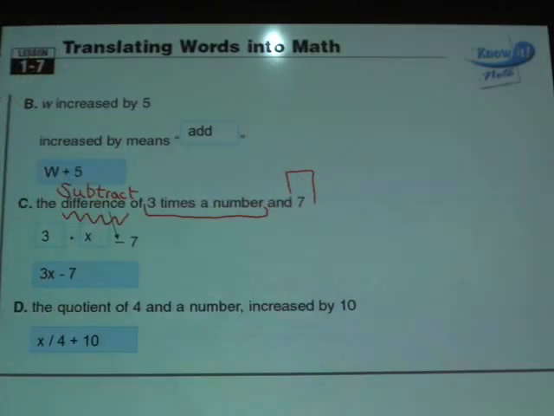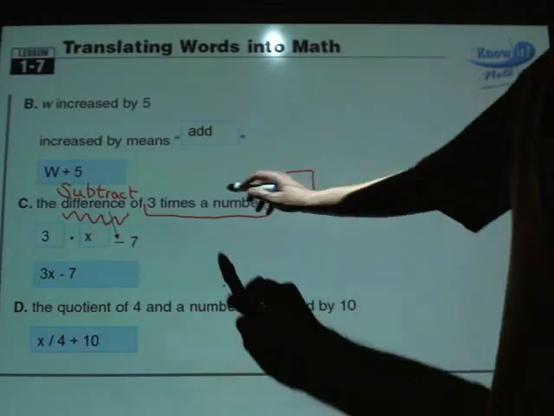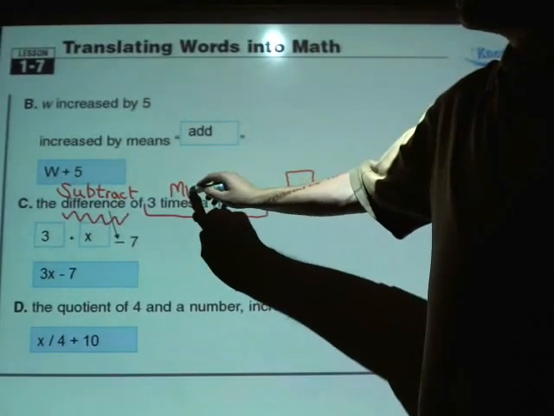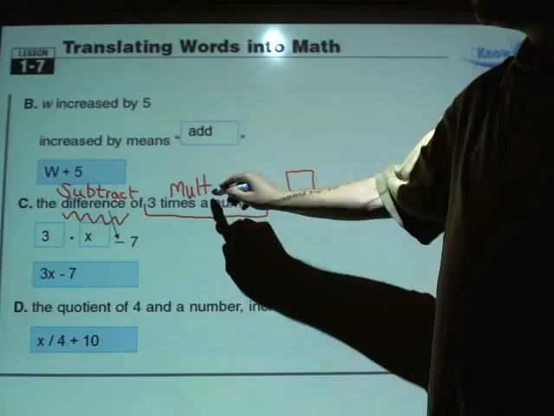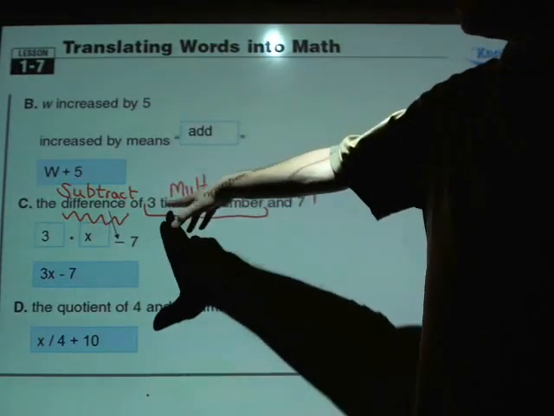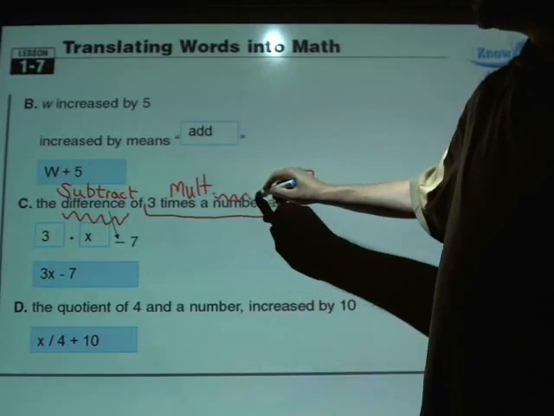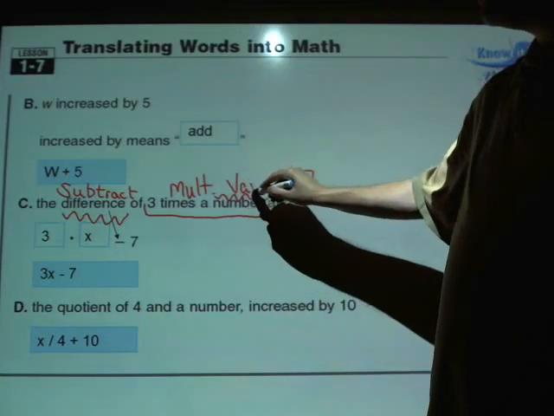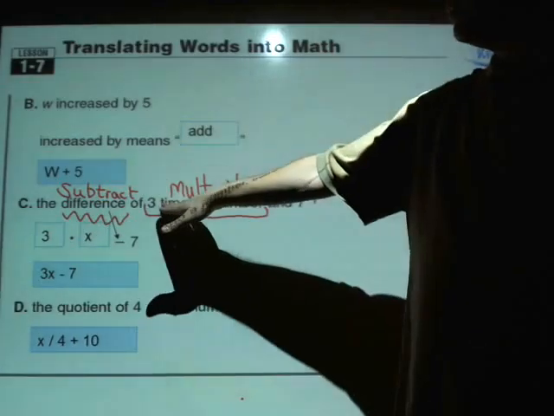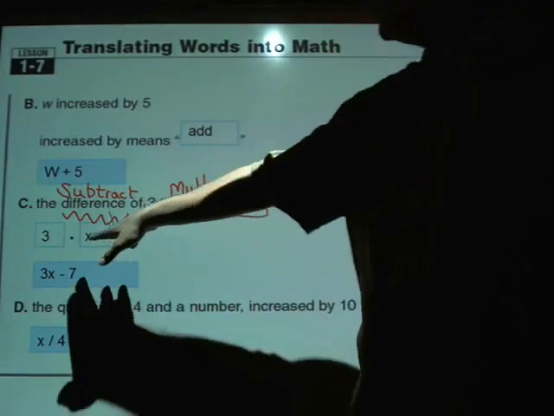So 3 times a number is one of the elements in the subtraction problem, and 7 is the other element in the subtraction problem. Now, obviously, we have the word times in there, and there's your other operation that we referenced. That is, of course, going to be multiplication. All right, so we're subtracting 3 times a number. Well, remember, the number part, that's your variable. So we're multiplying together 3 and a variable, 3 times x.